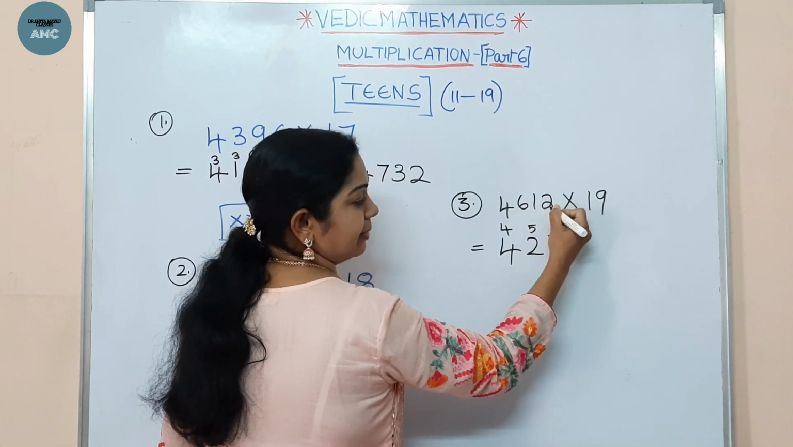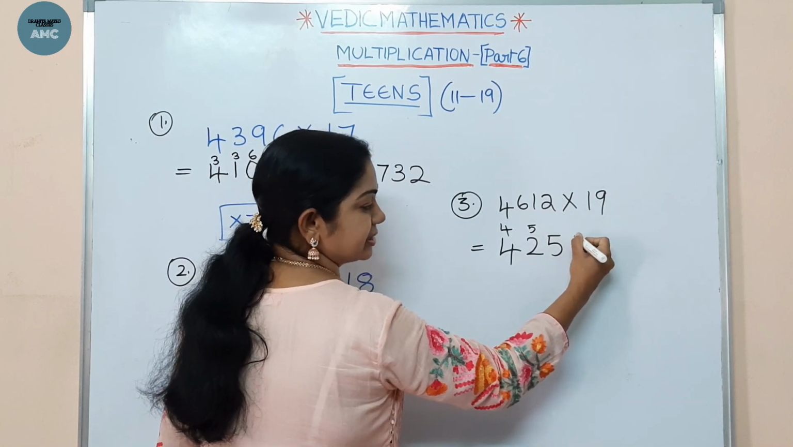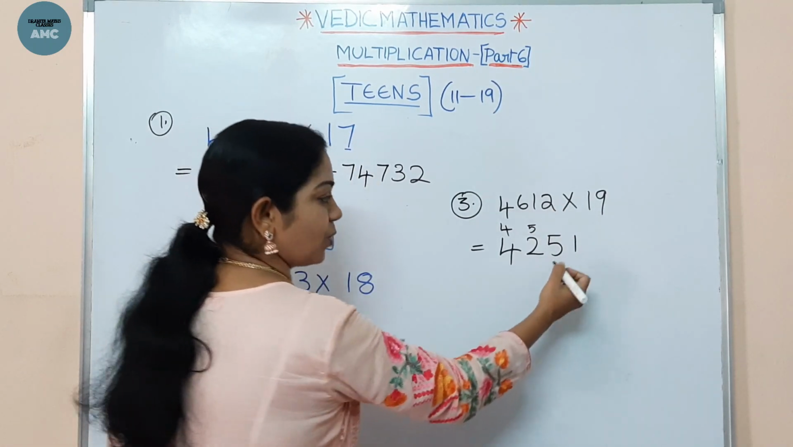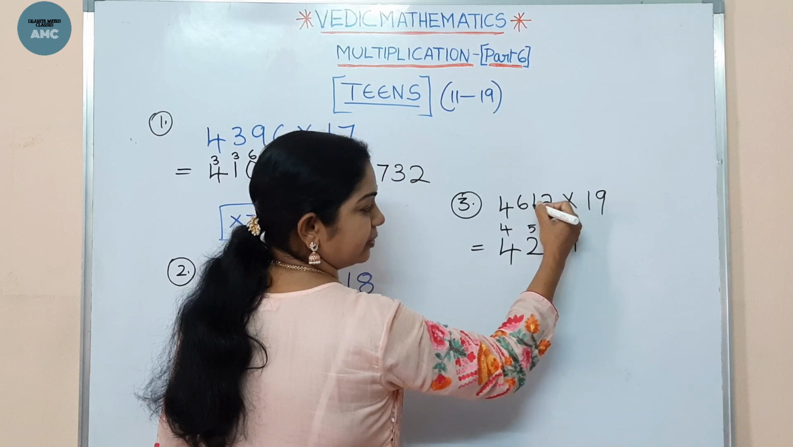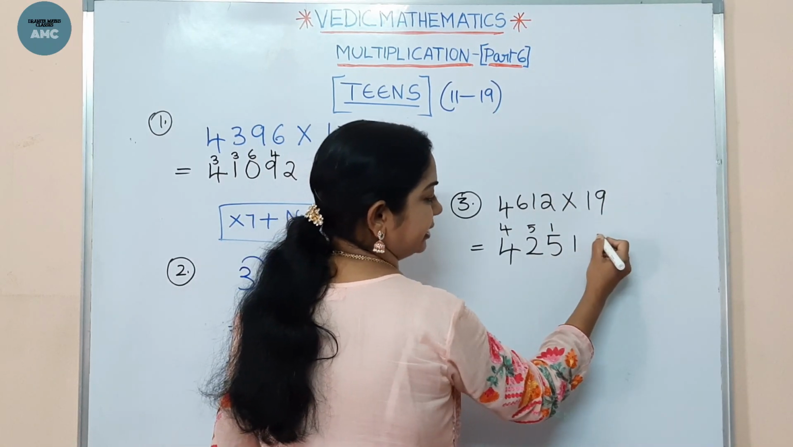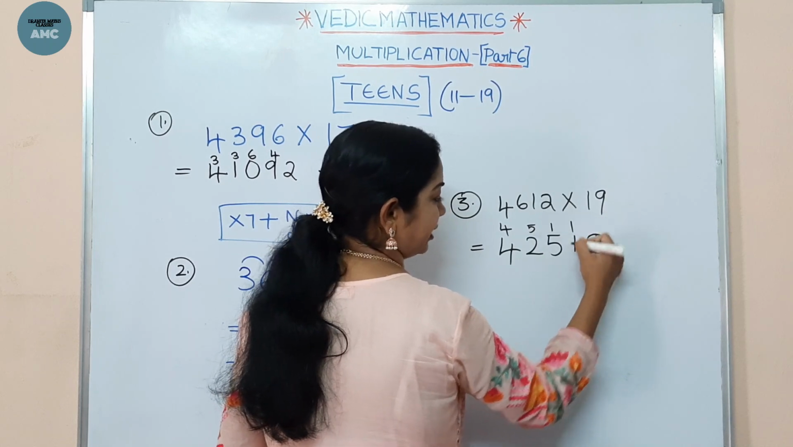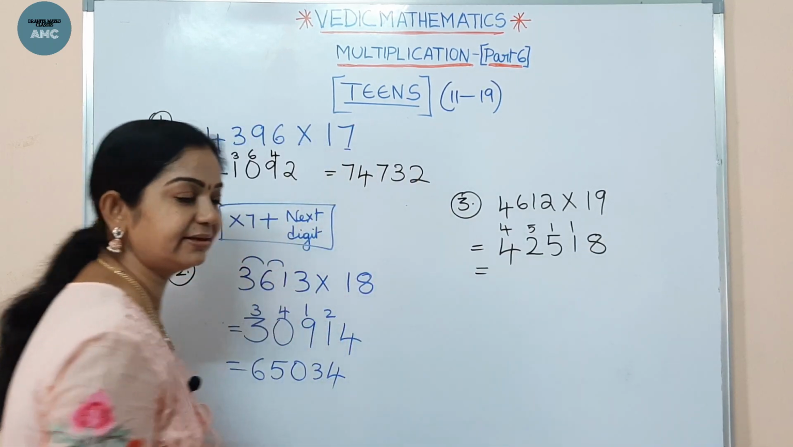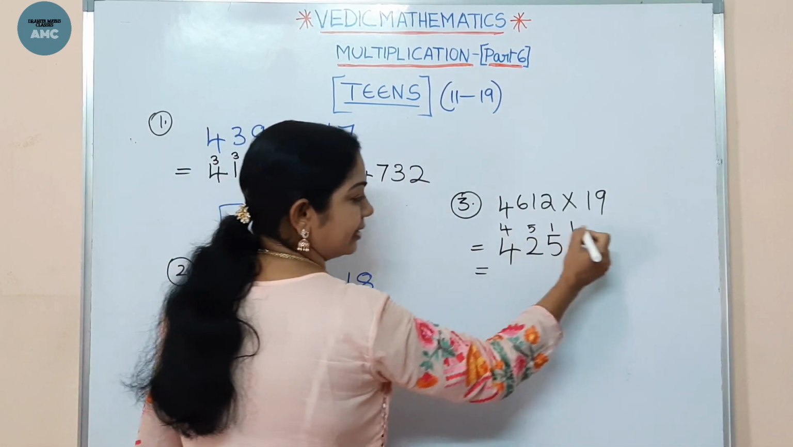9 times 1 is 9 plus 2 here. So that is 11. So 1 and 1 carry. 9 times 2 is 18. We can stop here. 8 and 1 carry. Now we will add the carry combinations. Okay, we'll add these carries.